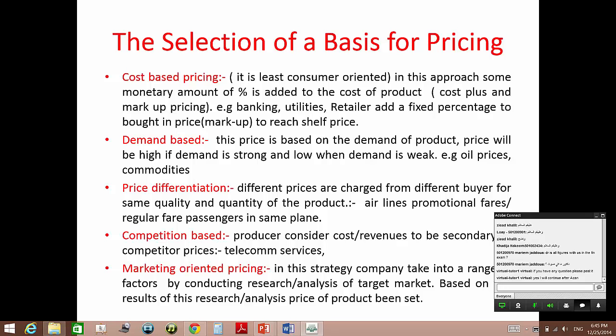Next is price differentiation, and in price differentiation, the company prices the same product differently for two customers. Okay, and this is also something you can find in the market. For example, if you go to any company, you will find that sometimes the company sells this product to one person at one price, and they will sell the same product to another person at another price.